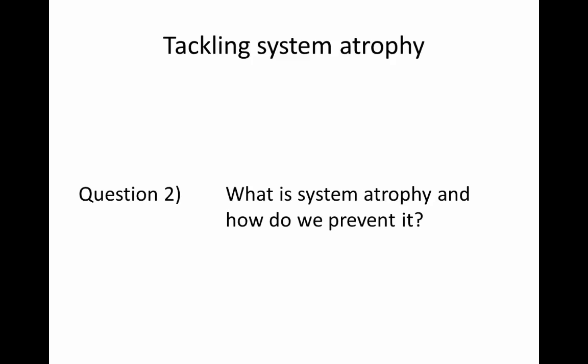The second question we need to ask is, what is system atrophy and how can we prevent it? System atrophy is when the full features of the systems are not utilised and when organisational knowledge is lost with staff turnover. Properly addressed, organisations can ensure their systems are working optimally. Furthermore, with the appropriate training culture, this knowledge can be retained.